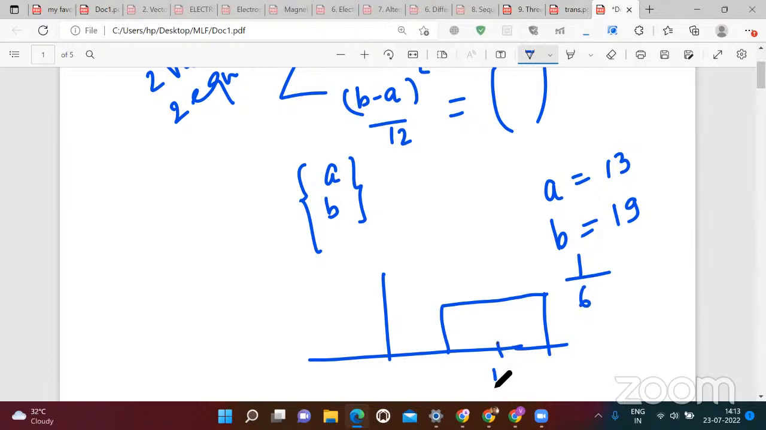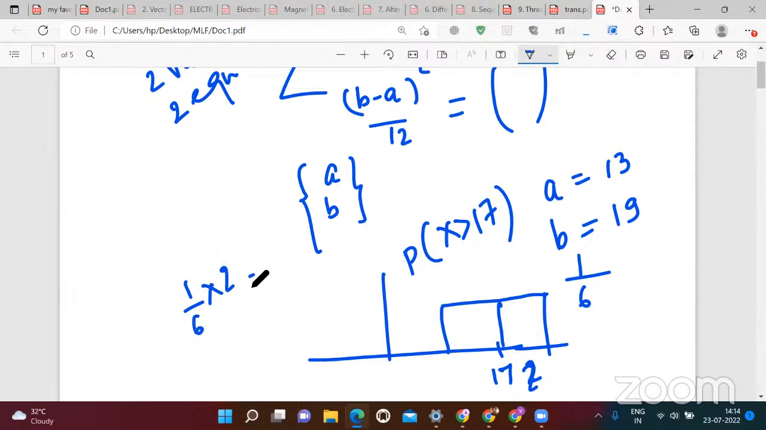And if you have to calculate the area, for example, for probability x greater than 17. So if you calculate the area greater than 17, that means 2 is the width of this rectangle, and the height is 1 upon 6. So the area would be 1 upon 6 into 2.